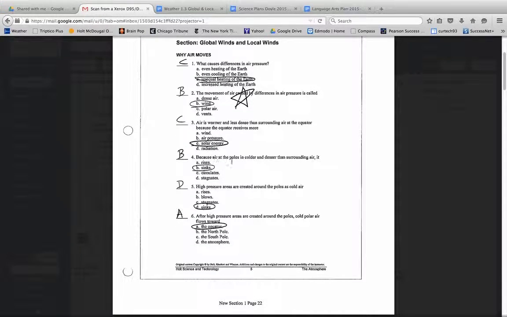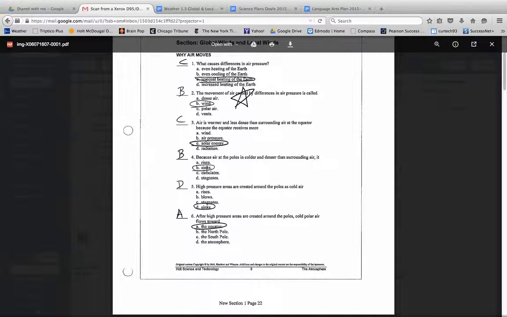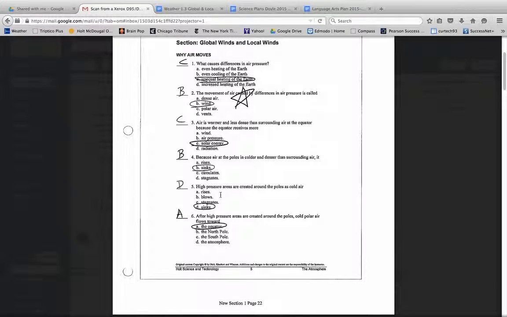4. Because air at the poles is colder and denser than surrounding air, it sinks. So that denser air drops down towards the equator. 5. High pressure areas are created around the poles as cold air sinks. So around the poles there's high pressure air. 6. After high pressure areas are created around the poles, cold polar air flows toward the equator. That's A.